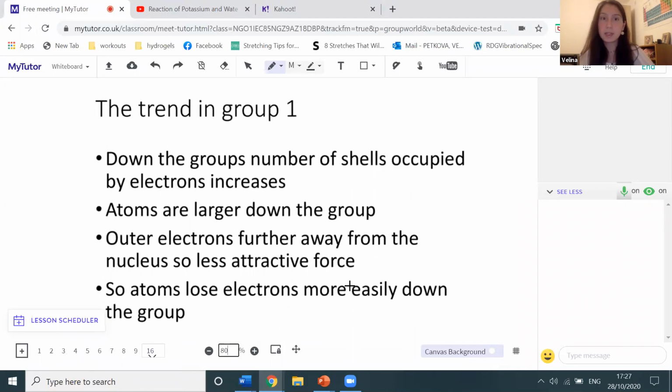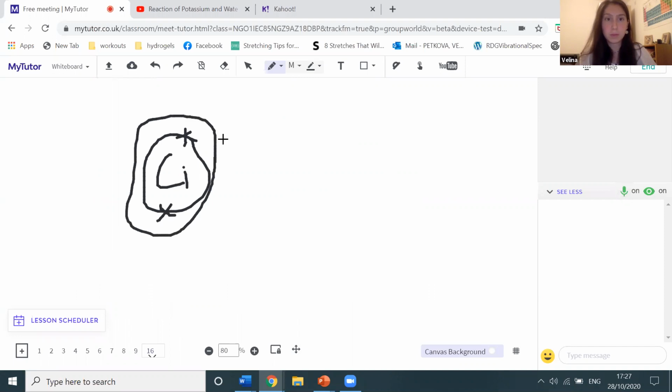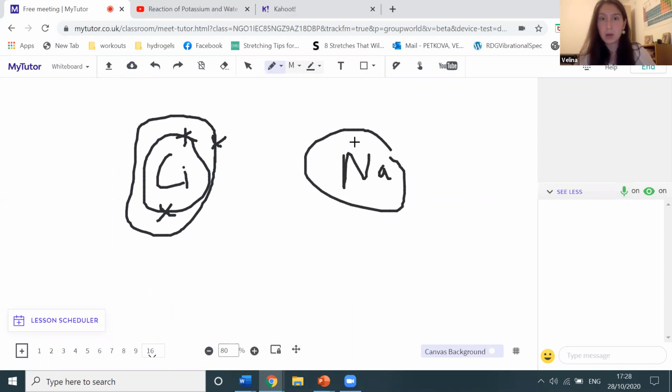So down the groups, the number of shells occupied by electrons increases. So therefore the atoms are larger down the group. And the outer electrons are further away from the nucleus, and so there is less of an attractive force between the two. Therefore, that is why atoms lose their electrons more easily down the group. So if we take lithium, for example, and compare it to, say, sodium. So lithium has 3 electrons, sodium has 11.